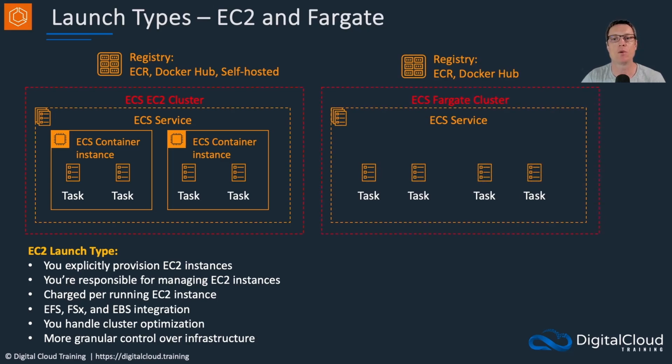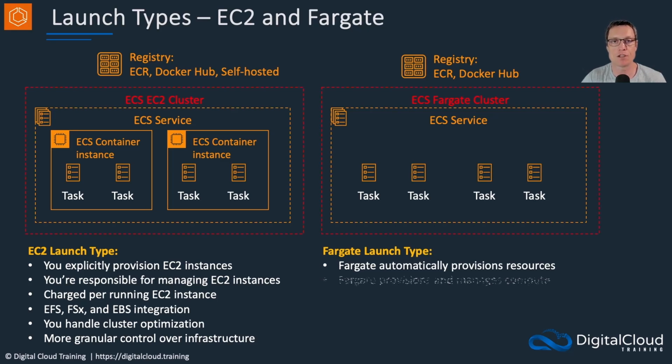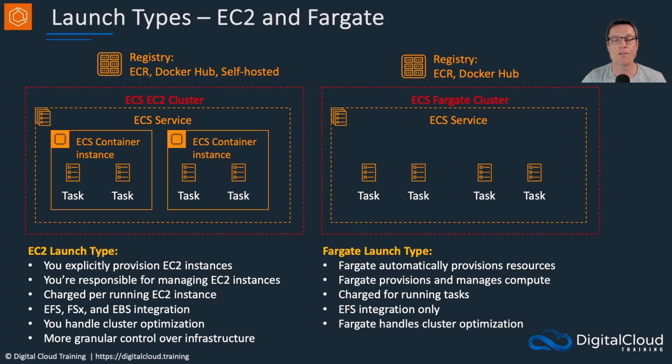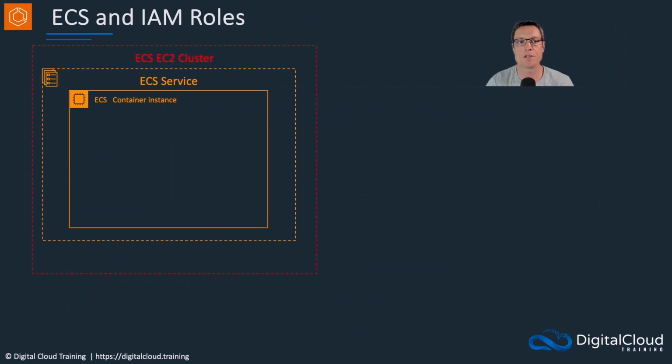We then have the Fargate launch type. This supports ECR and Docker Hub for registries. With the Fargate launch type, it automatically provisions the resources for you. Fargate provisions and manages the compute, and you're charged for the running tasks. So it's a per task charge this time instead. It only supports EFS for integration. And Fargate will handle all the cluster optimization for you. So this is a serverless service. As you might expect with a serverless service, of course, you have less control. So here you have to weigh up the two different types of launch type and work out which is best for your particular use case.